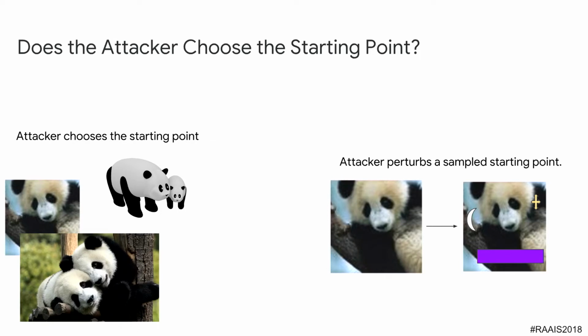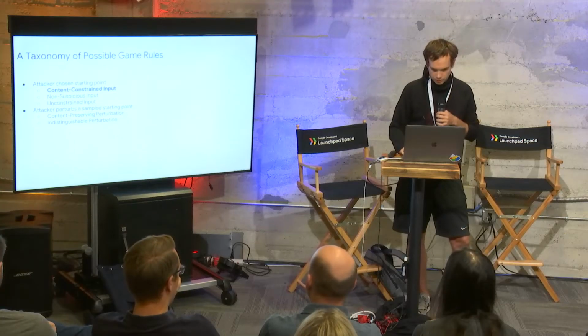I want to distinguish between two broad categories of attack settings. On the left are settings where the attacker has full control of the input. They can basically supply any image to the model that they want. And on the right is where the attacker is handed an image and needs to perturb it in some way. In these two broad categories, we defined a taxonomy of 5 different attack settings.